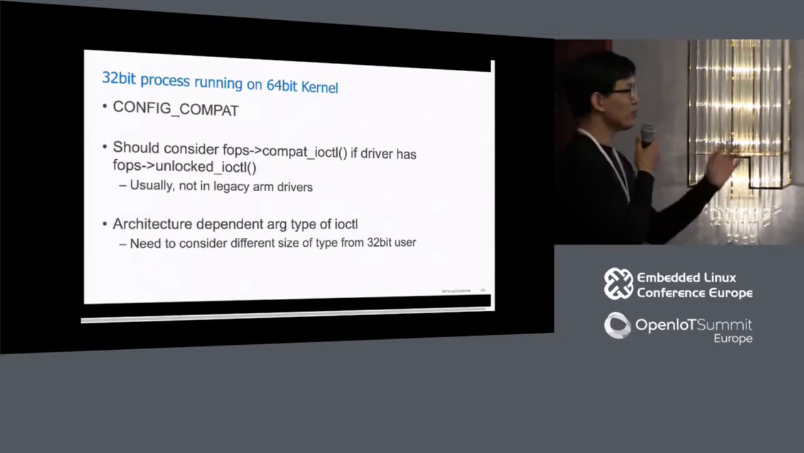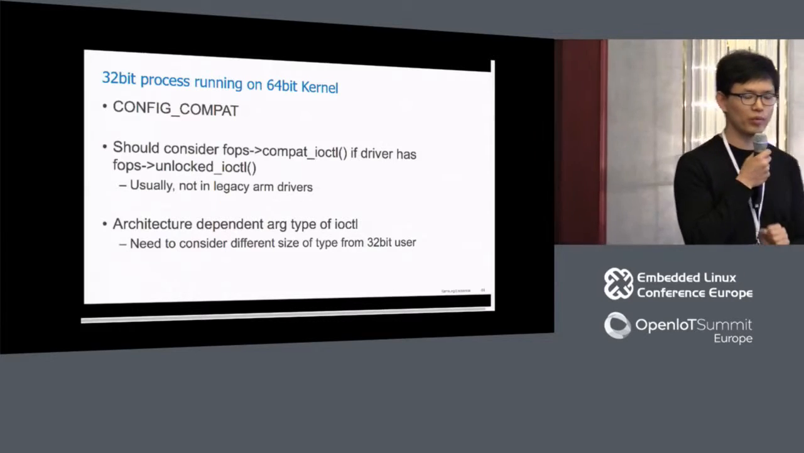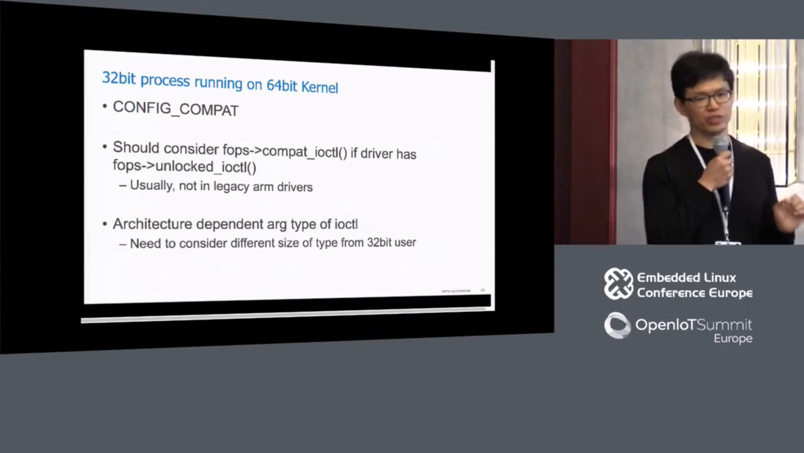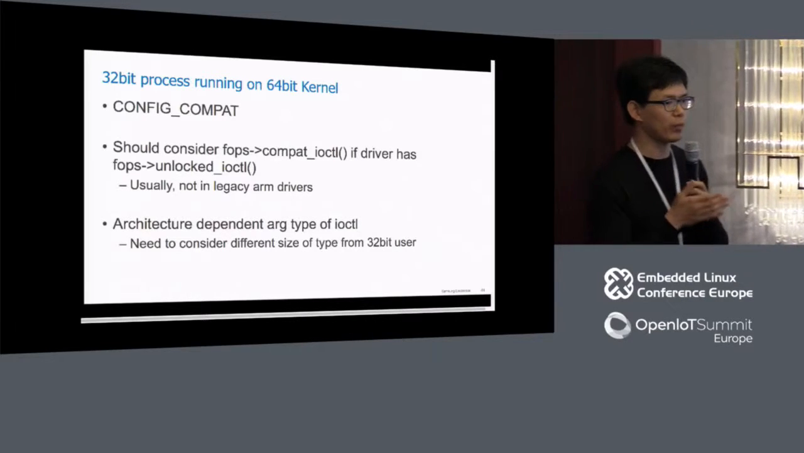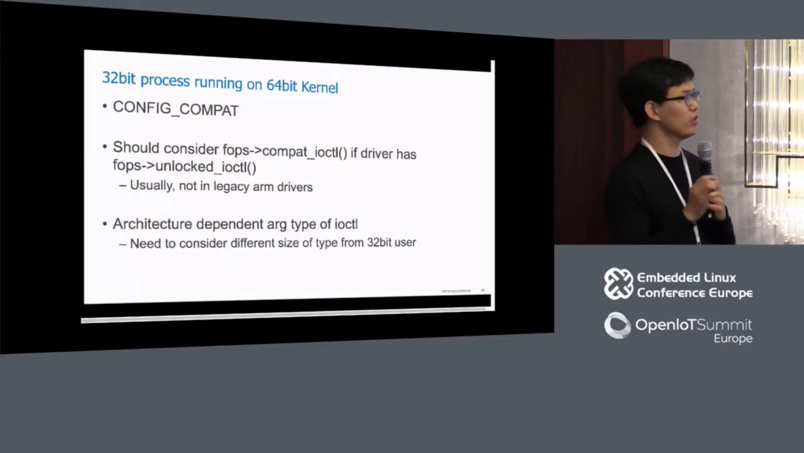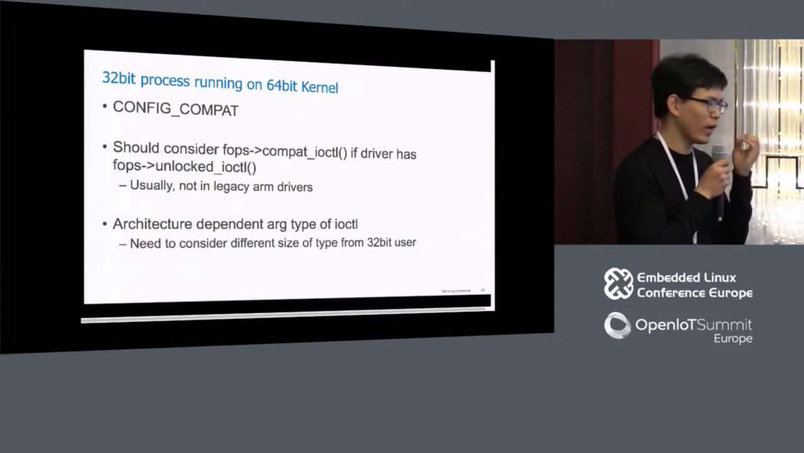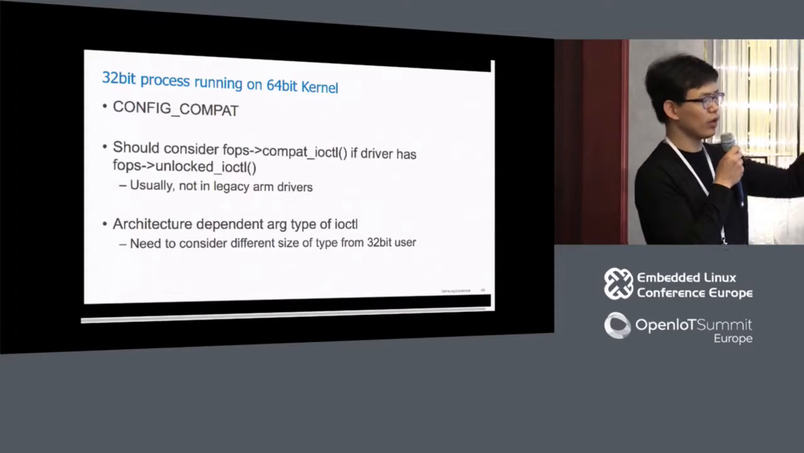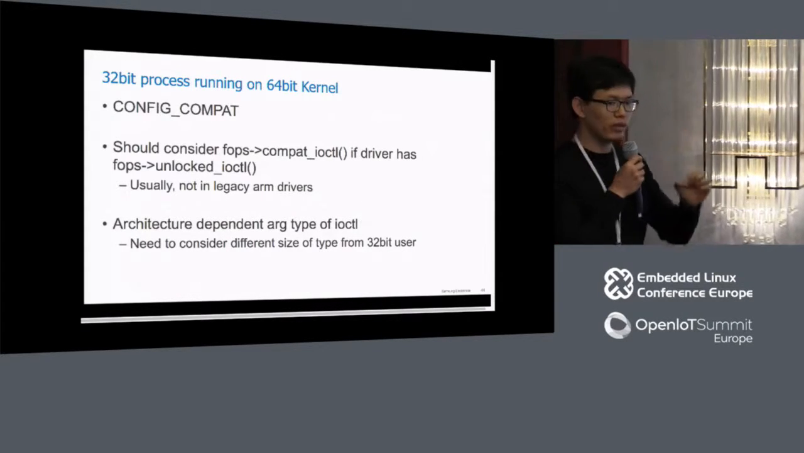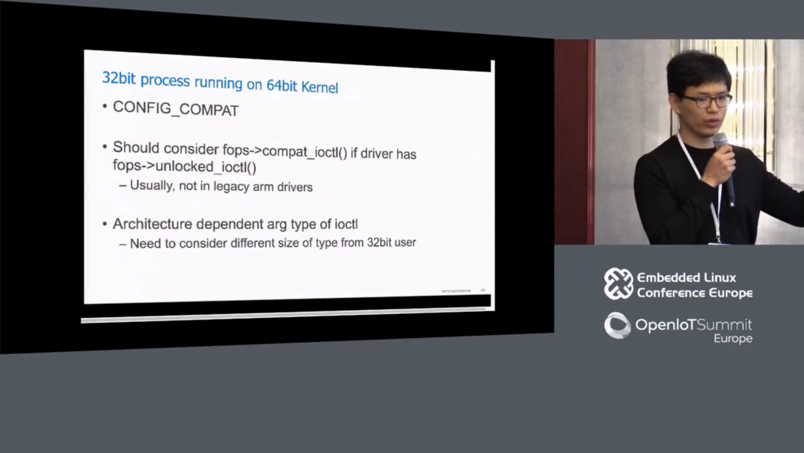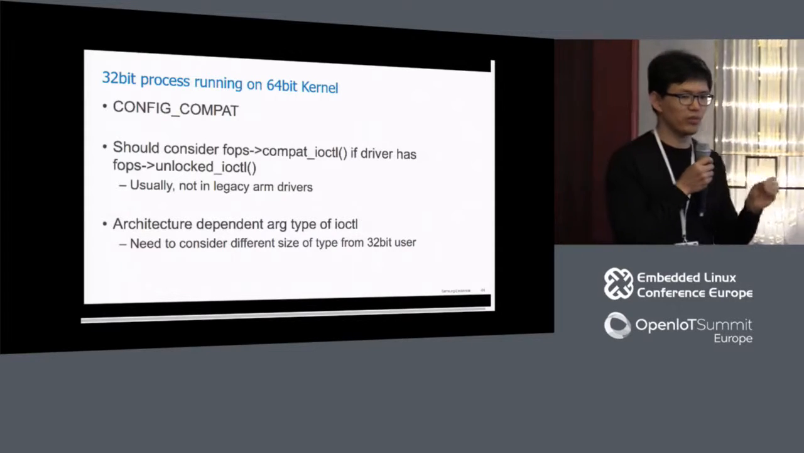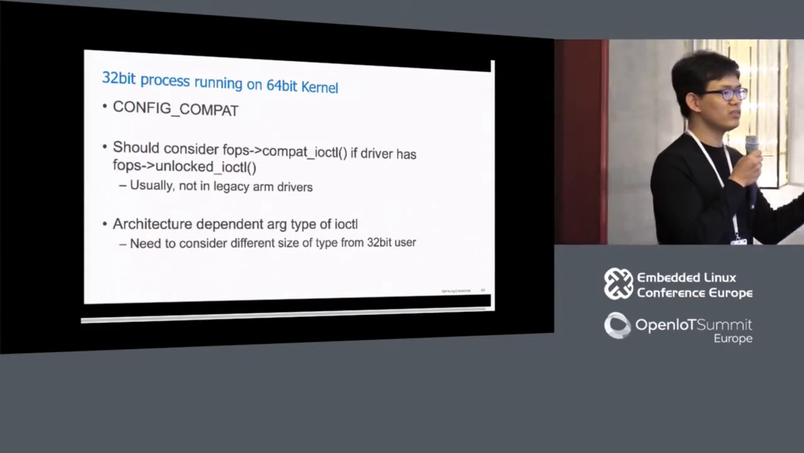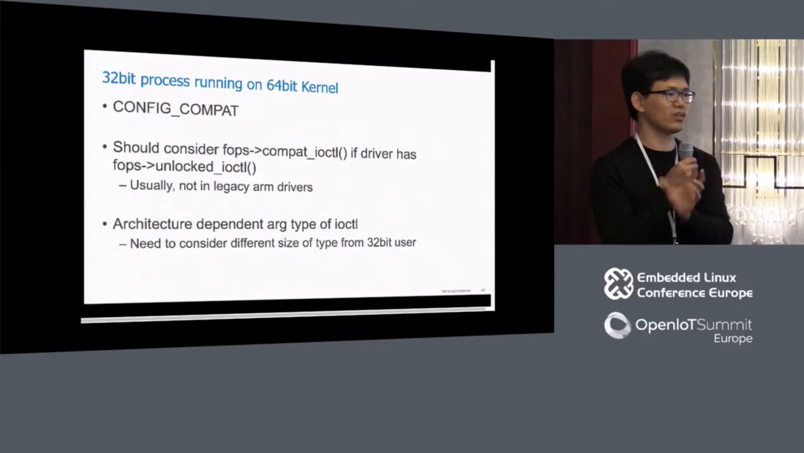Okay. Also, the 64-bit kernel has the compat configuration. When we enable this configuration, the 64-bit kernel supports almost all features for the 32-bit user process. But sometimes issues happened when we were developing the TM2 board. First, if we want to handle the 32-bit I/O control on the 64-bit kernel, we should add the compat ioctl function, and the 64-bit I/O control is handled by unlocked ioctl. Next, sometimes even if we use the same I/O control on the 32-bit and 64-bit user process, there is a different size of the I/O control according to the type of user process.